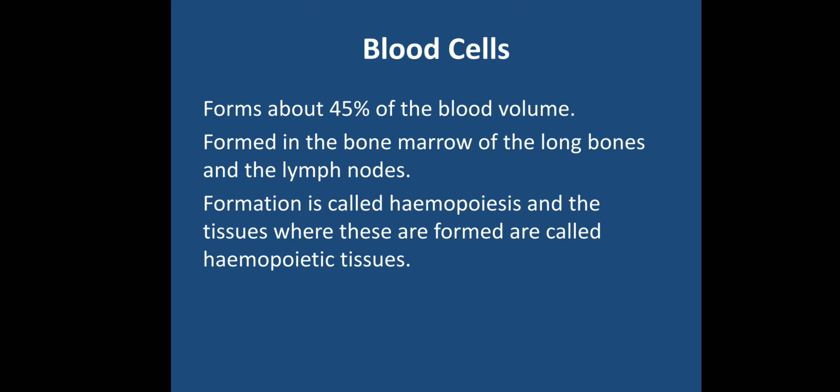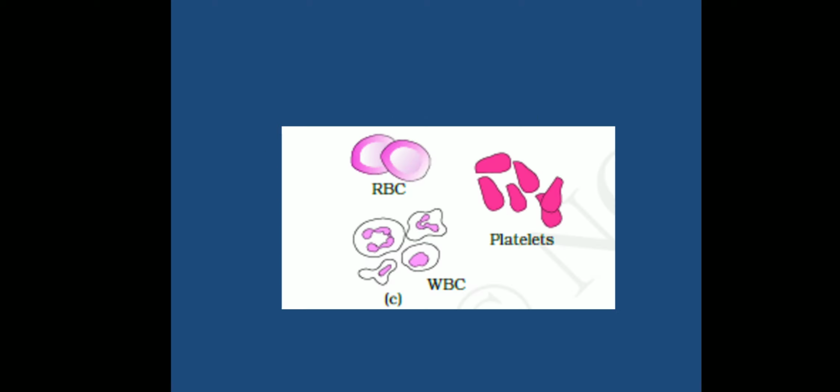Now, apart from plasma, the other main component of the blood is the blood cells, which make up around 45% of total blood volume. These blood cells are mainly formed in bone marrow. Not all of them are formed in bone marrow, but most, like the RBCs, are. The formation is called hemopoiesis. Hemo is something related to the blood, and poiesis means generation. The tissue where these are formed is called hemopoietic tissue, which is again found in the bone marrow.